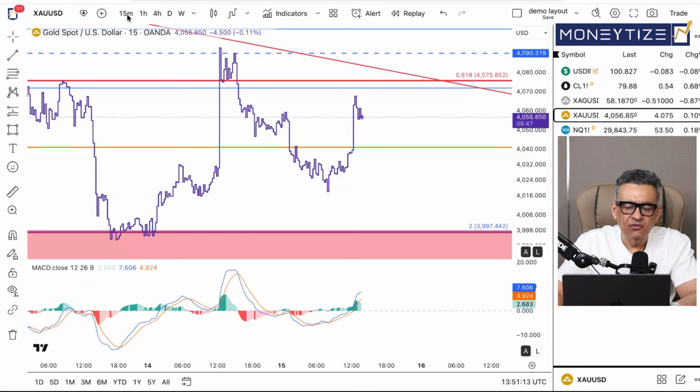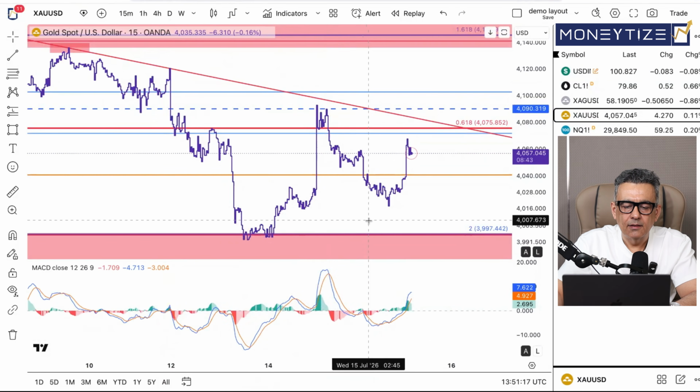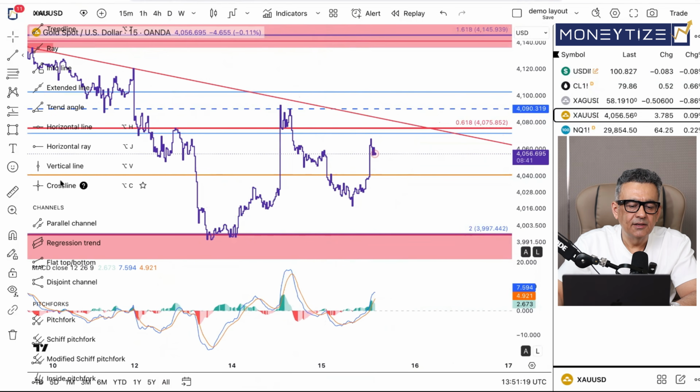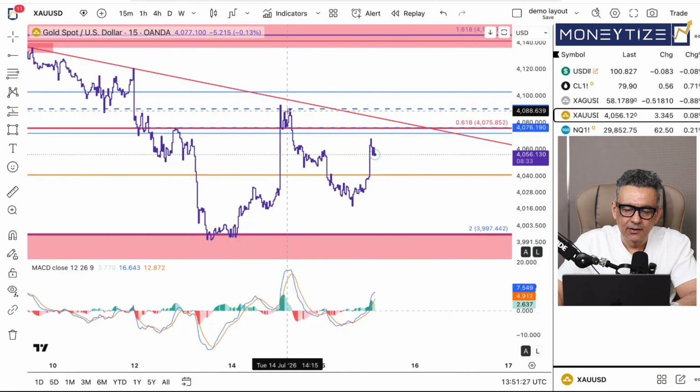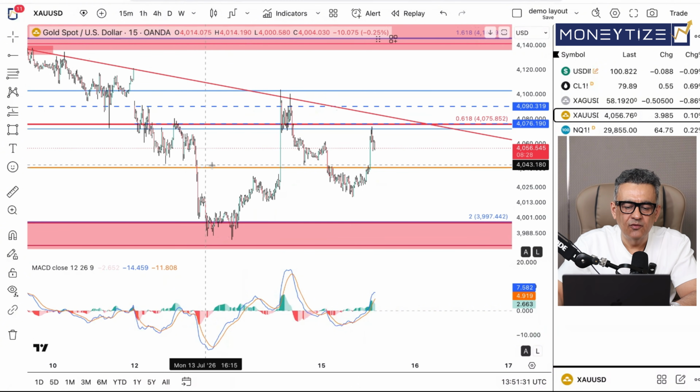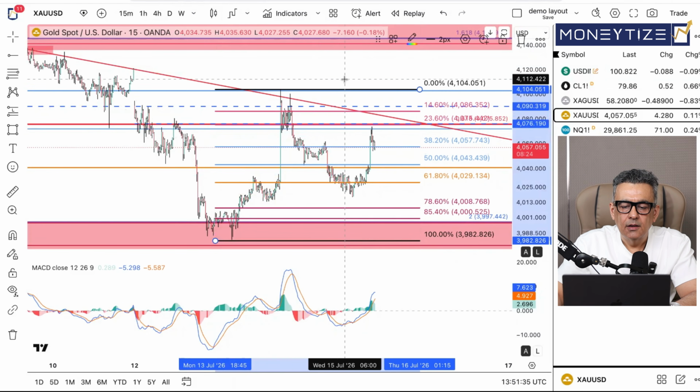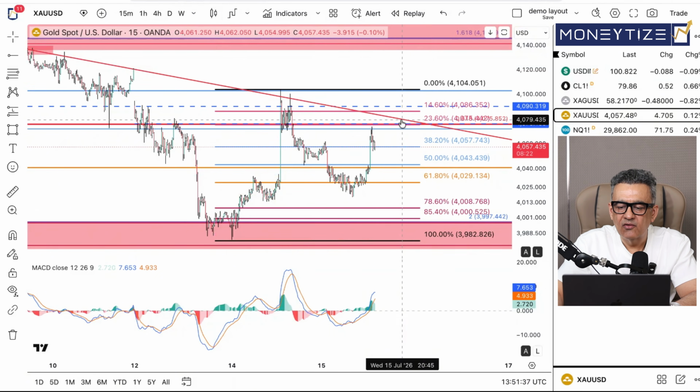Now let's move to the 15 minutes. Now only on 15 minutes basis, I could see that the buyers have completed the formality of breaking this high, which is at 4076. Now this high has to hold here, and this low has to hold here. So I need to add fib retracement from the low to the high. Now on the lower time frame basis, the local resistance is at 4075.